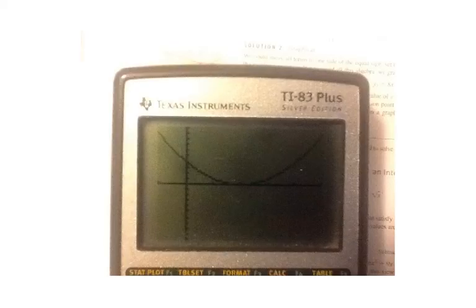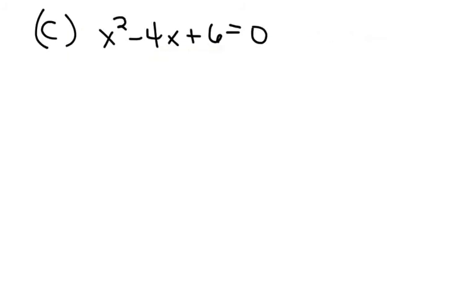I didn't even change the window settings. I left it the same. You can see that it kind of comes down here, hits here, and then goes back up. When the graph only hits the x-axis one time, that means it bounces off rather than passes through, you will be unable to use the 0 function. The only time you can use the 0 function to find the zeros of a polynomial is if the polynomial passes through the x-axis.